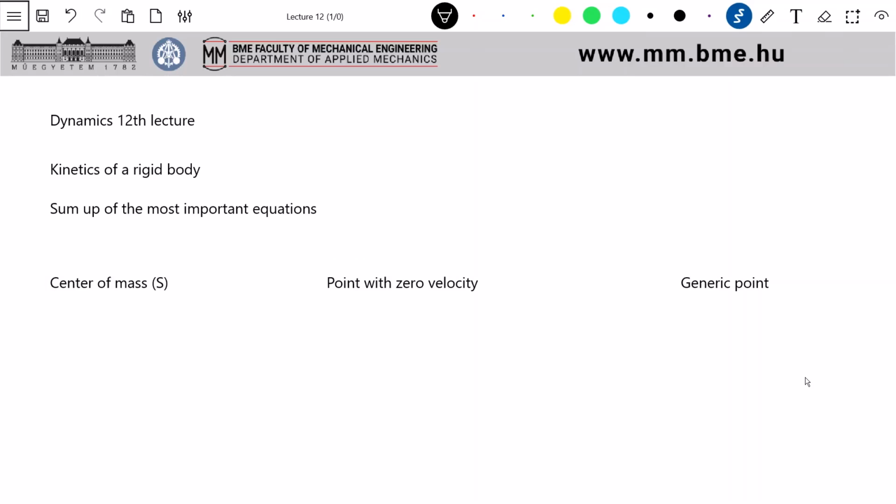Point with a zero velocity, so let's consider a generic point A, whose velocity vA is equal to 0, but in general its acceleration is different from 0. And then we consider a generic point, let's call it B, so we have vB is different from 0 and aB is also different from 0.